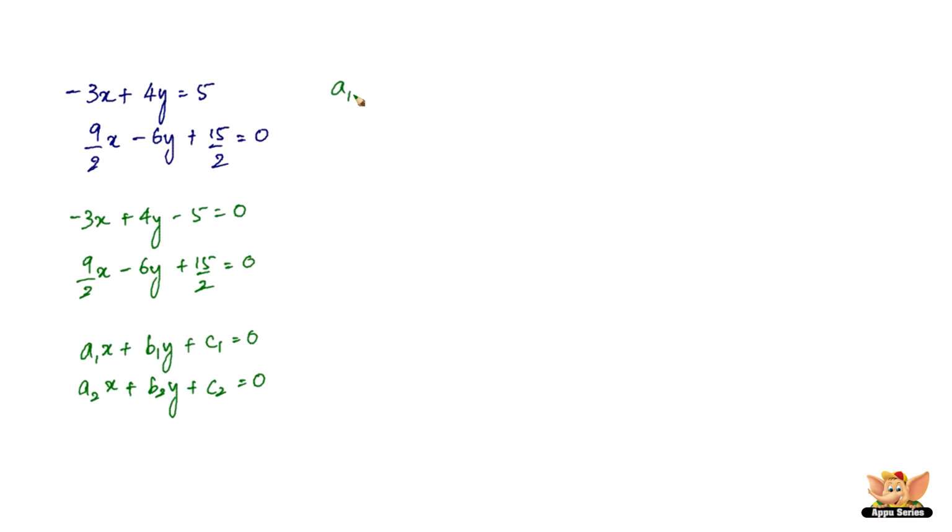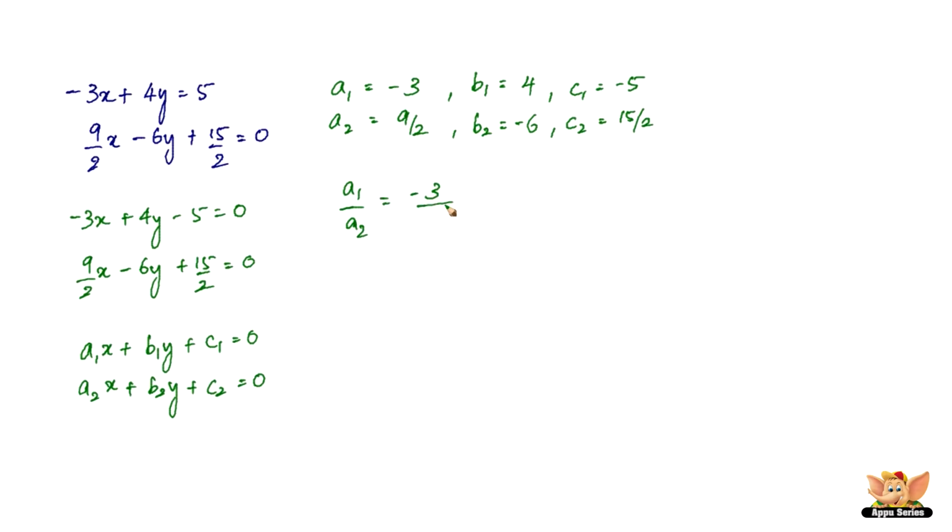So now let us write what is a1. a1 is minus 3 and a2 is 9 by 2. We've got b1 as 4 and c1 as minus 5. And we've also got b2 as minus 6 and c2 as 15 by 2. So now let us find out the ratios. a1 by a2 equals minus 3 divided by 9 by 2, which is nothing but minus 3 by 1 times 2 by 9. So 3 goes 3 times in 9. So we get minus 2 by 3.